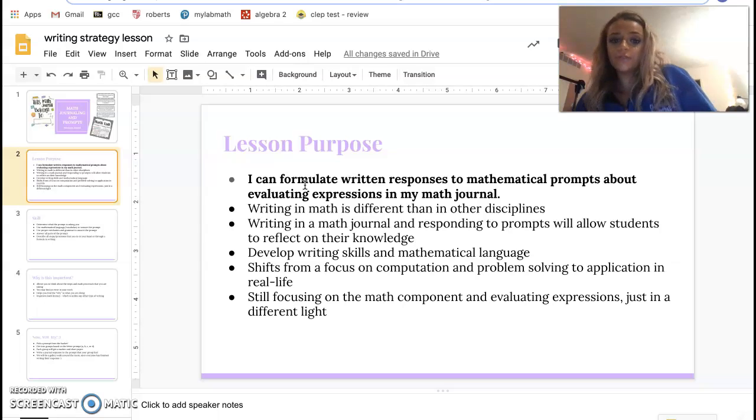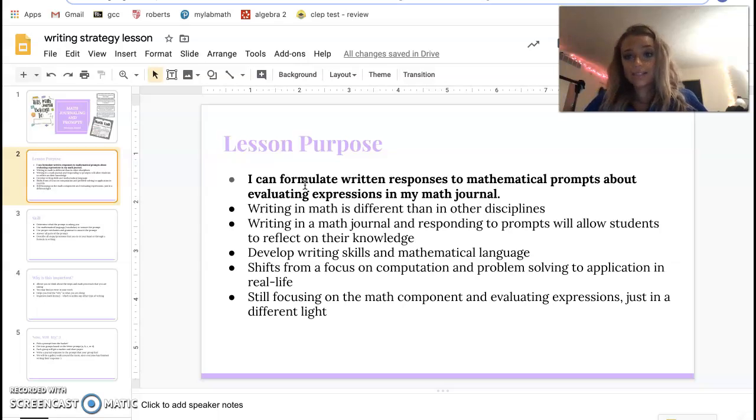And it's going to shift from focusing on computation and problem solving, when you're just looking at a textbook problem and answering it, to being able to apply your thinking to the real world and writing it down, recording your actual thoughts and what's going on in your brain. That's going to be really cool to see, because then you're going to be able to refer to it and keep looking back at what your thoughts were maybe a week ago or a month ago.